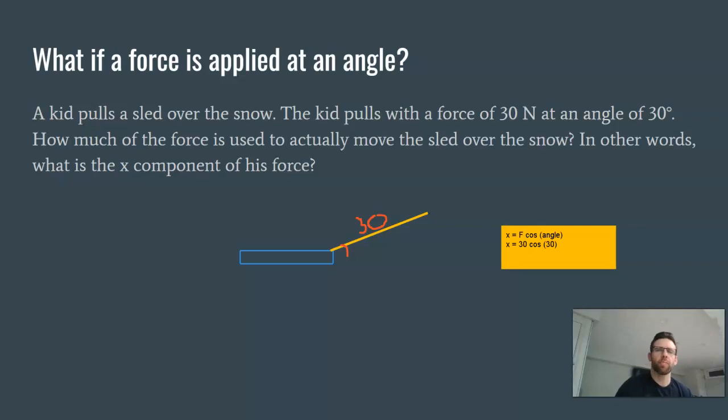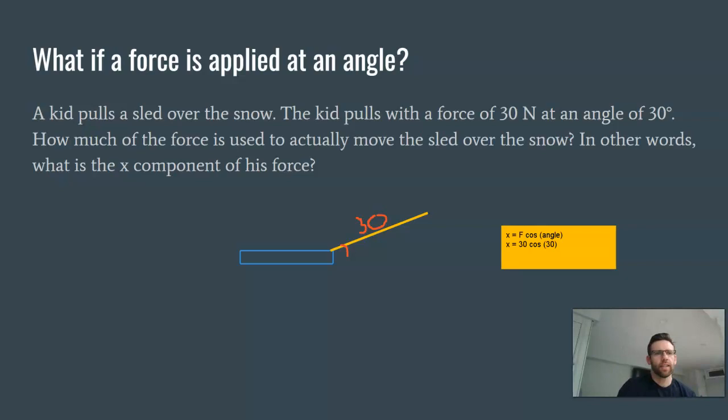So you can imagine that he's pulling, but if he's just pulling up, that doesn't really help him move the sled across the snow. The only thing that really helps it move is any force that he's applying in the x direction. So that's why it's useful in this situation to know just the force in the x direction.